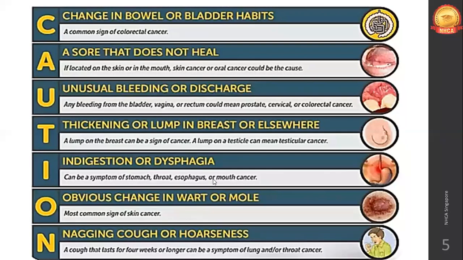Then, A stands for a sore that does not heal, a wound that does not heal. Specifically, if it is located on the skin or mouth, that could be a sign of skin cancer or oral cancer. Then U stands for unusual bleeding or discharges. Any bleeding from the bladder, vagina, rectum could be in prostate, cervical, or colorectal cancer. And this bleeding and discharge could be without any pain. There is no pain associated, there is no bruising or cuts associated. No pain, but there is bleeding. That could also be a sign for prostate, cervical, or colorectal cancer.